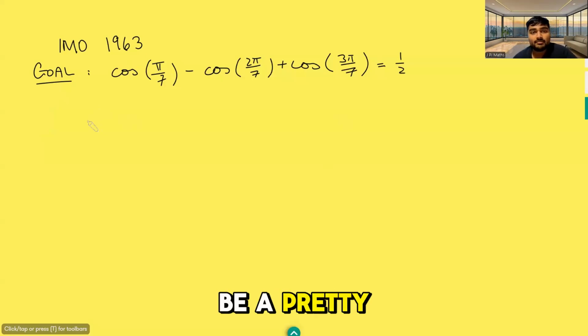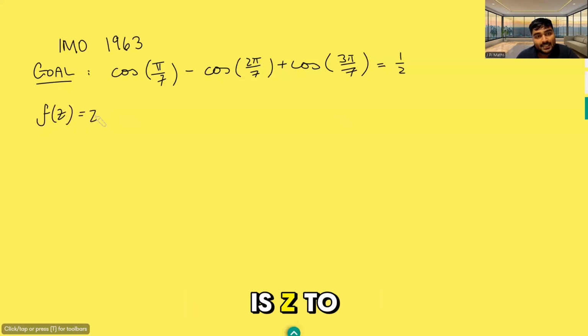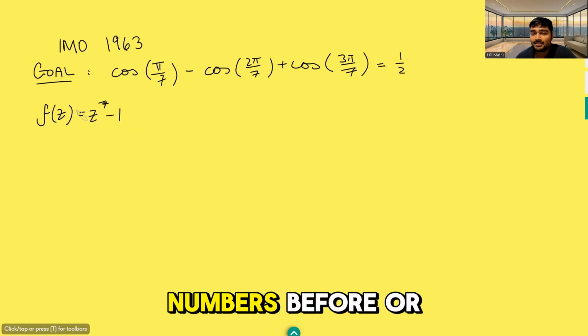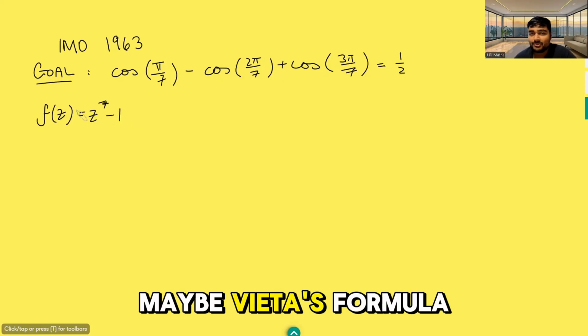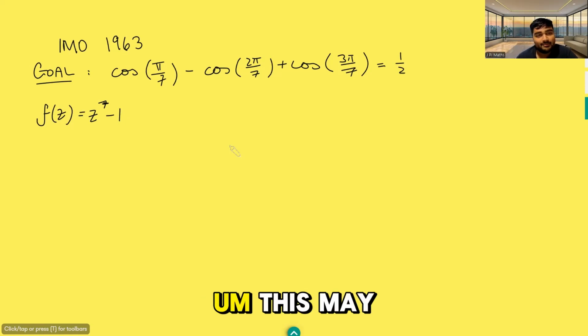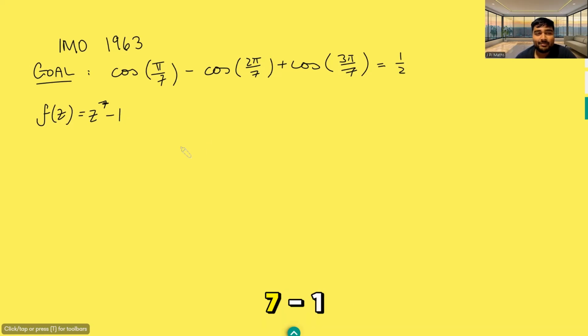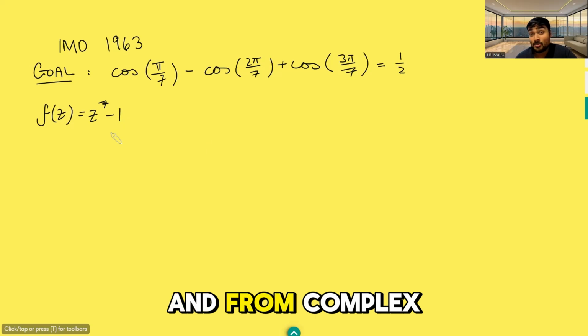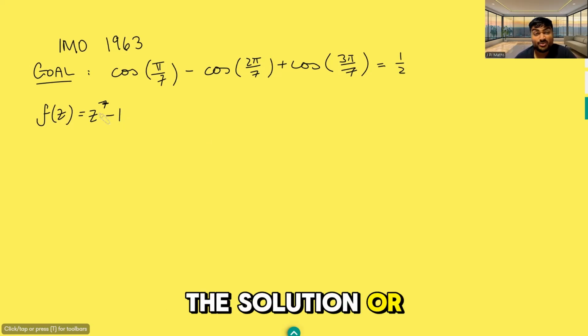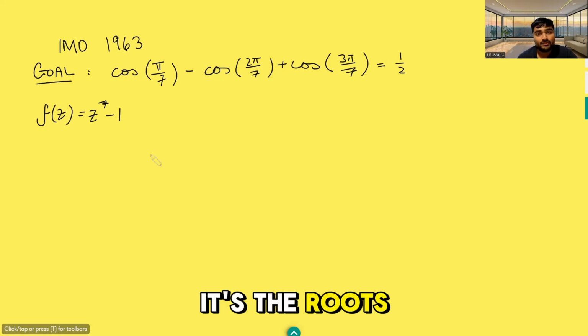Well, it's going to be a pretty standard start. We're going to consider a function f of z, which is z to the 7 minus 1. So if you've seen complex numbers before, or maybe Vieta's formulae, this may ring a bell. If not, well, you're in for a treat. So we're going to consider this function z to the 7 minus 1. And from complex numbers, we know what the roots of this function are. It's the roots of unity.